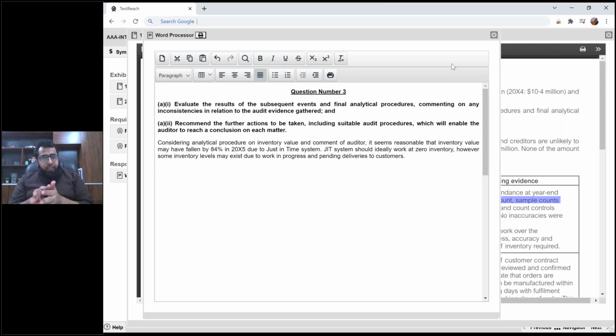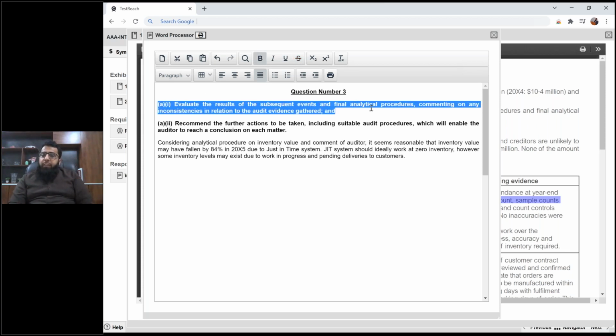Listen to me with patience. It is a 15 marks requirement, and for everything I write, I will get a mark. So first of all, we said that you have to evaluate the results of the subsequent events and final analytical procedures, and then comment on any inconsistencies in relation to the evidence gathered. Now, considering the analytical procedure on inventory value and comment of auditor, it seems reasonable that inventory value may have fallen by 84% in 2025 due to just-in-time system. Theoretically, ideally, JIT system should work at zero inventory. However, some inventory levels may exist due to work in progress and pending deliveries to customers.